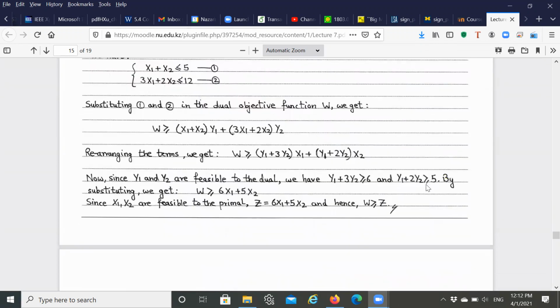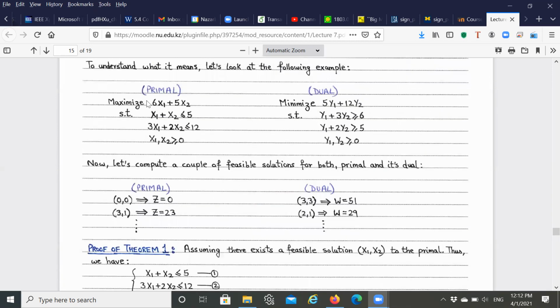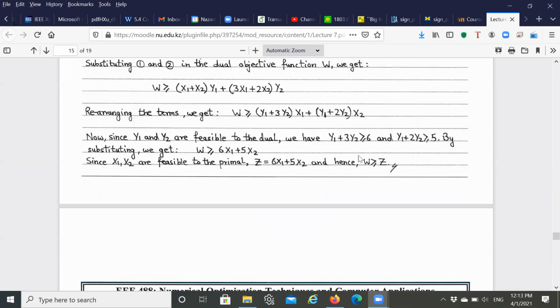Since this is this, this also appears in the equation that we rearranged earlier. So in place of this, I just write 6. I replace this with 6, I replace this with 5, and I get W is greater than or equal to 6x1 plus 5x2. And what is 6x1 plus 5x2? It turns out to be the objective function value of the primal. It was our Z. So this tells us that W is greater than or equal to Z.